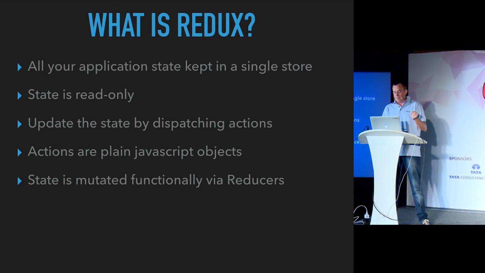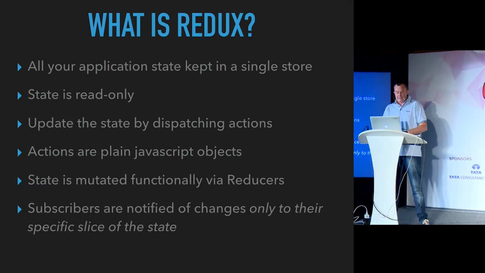And the state is mutated functionally by reducers. A reducer in Redux is just a function that takes the current state, takes the action, and then returns the next state. It's called a reducer because that's the pattern in functional programming of a reducer. And subscribers are notified of changes only to their specific slice of the state.